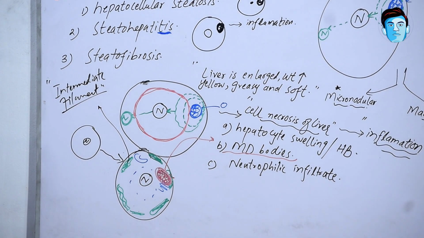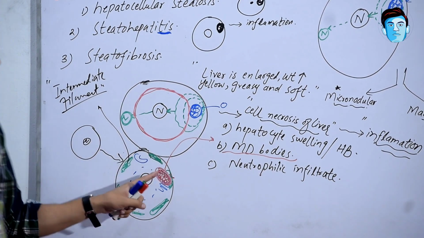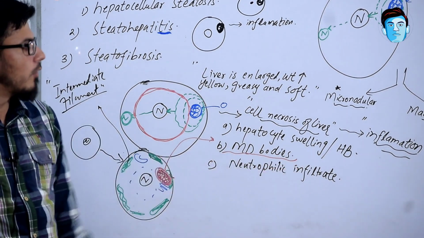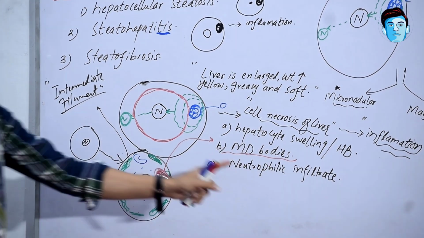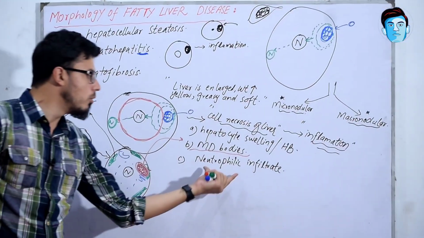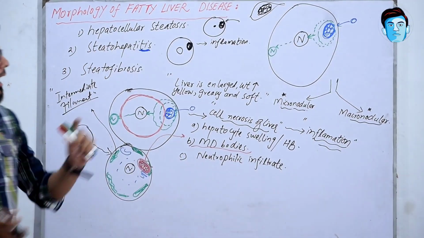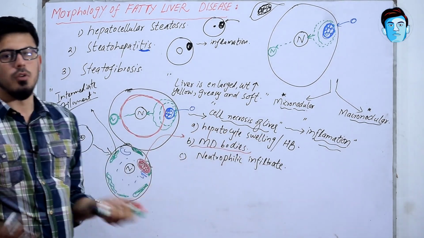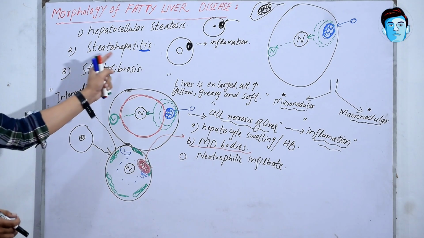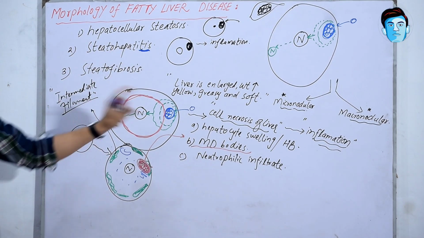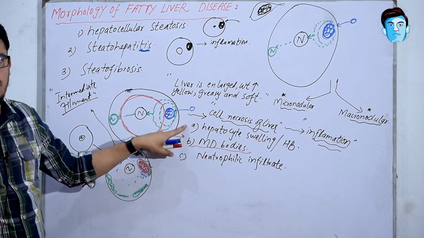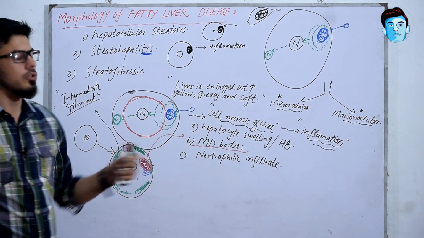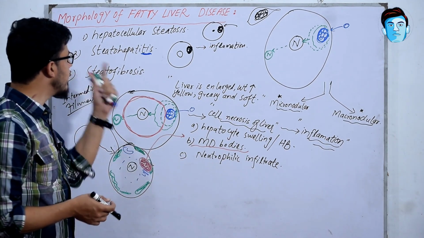When it starts getting degenerated, it takes the pink stain and converts into a pink type of aggregation, that is called Mallory-Denk bodies. Hopefully students, you are following up till now. Now in another third pattern, you will be able to see neutrophilic infiltrate. As it is an acute infection, there should be a neutrophilic infiltration. So in steatohepatitis, there are three patterns: hepatocyte swelling or ballooning, Mallory-Denk bodies, and neutrophilic infiltrate. Now that is steatohepatitis.